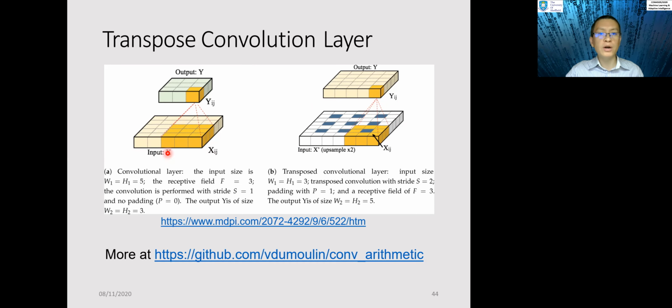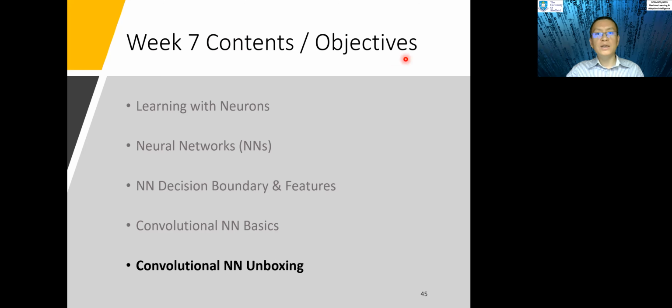You can see we go from 3 by 3 to 5 by 5, and here we go from 5 by 5 to 3 by 3. So these two are basically the inverse of each other. So this is called the transpose convolution layer. We will use it later in autoencoders. So these are the basic operations in convolutional neural networks. In the last session, we will look at the convolutional neural network in more detail to see how they actually produce the output.